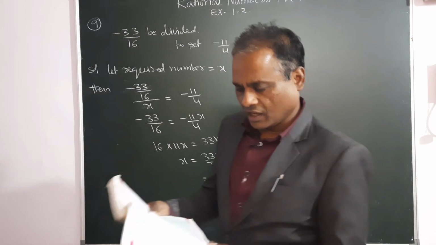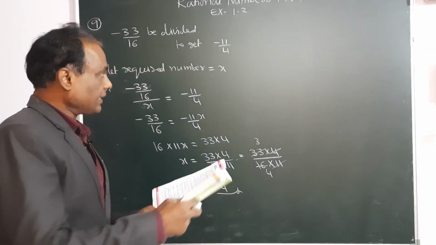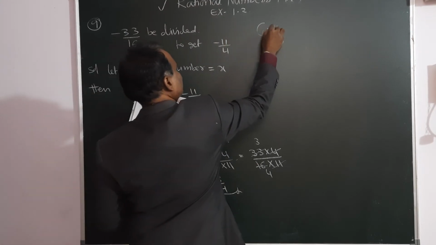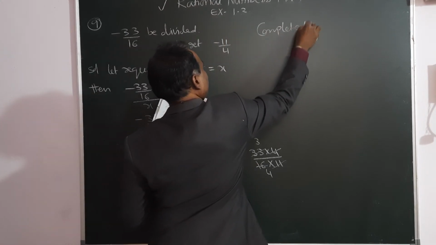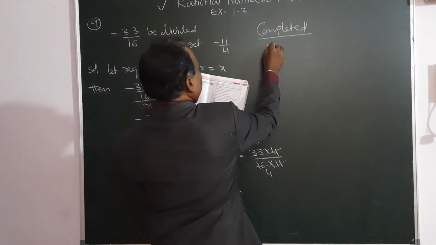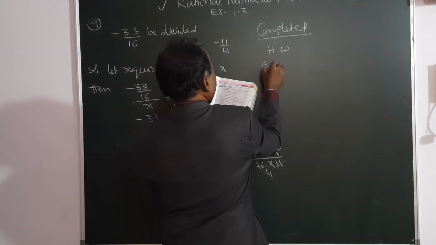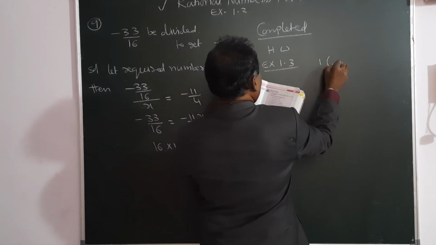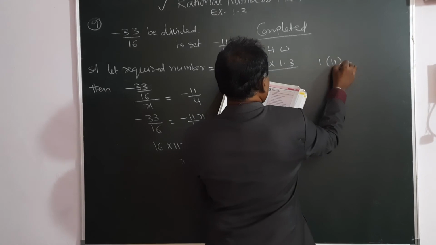So with this we completed this chapter. Rational numbers is completed, but some homework. In this exercise I left some problems. I will give them as homework.